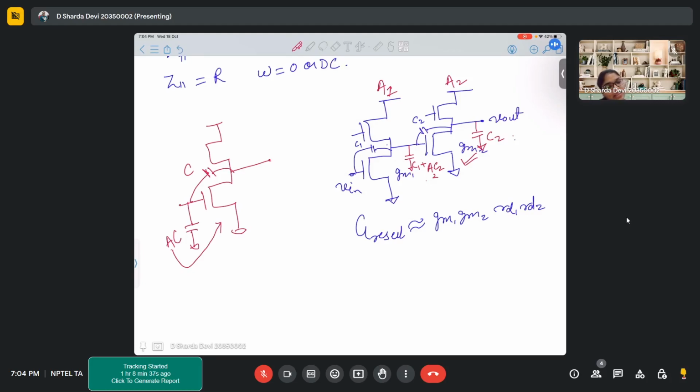If you think of it from that point also, let's say you are getting Vin here. Here you are getting A1 Vin. Here you will get A1 A2 Vin. So what is the actual effective gain that you are seeing between these two nodes? It is A2 only. So A2 will come.